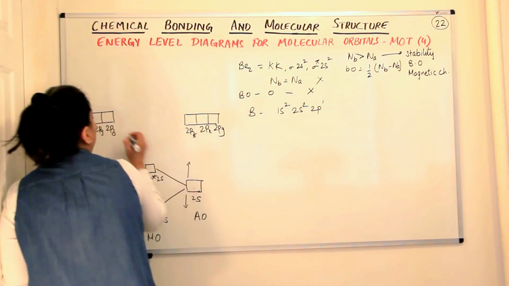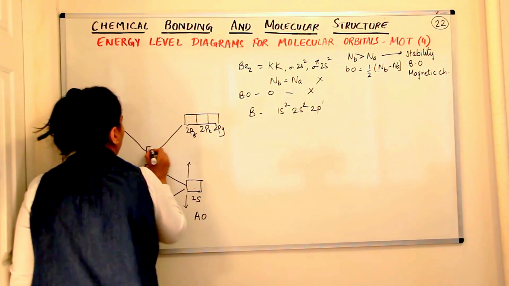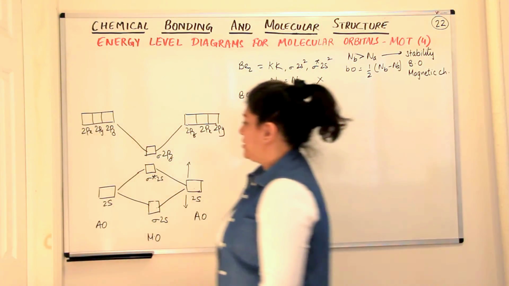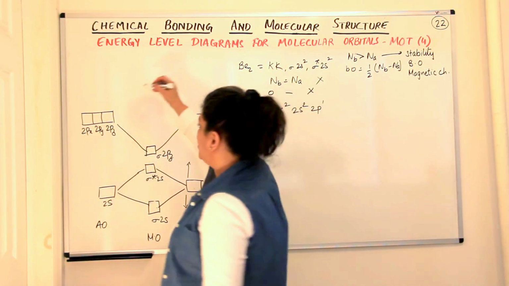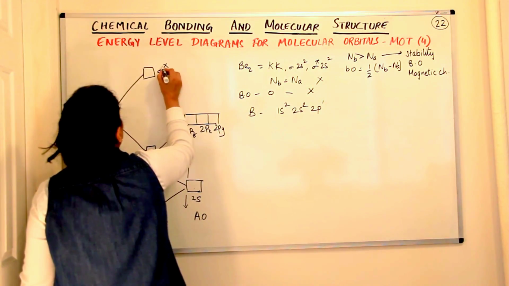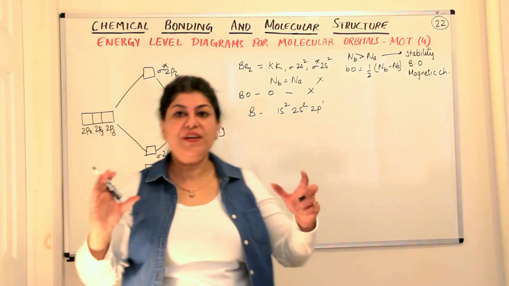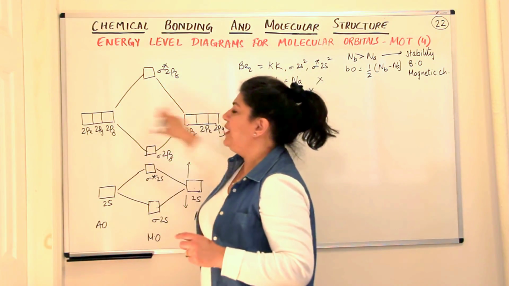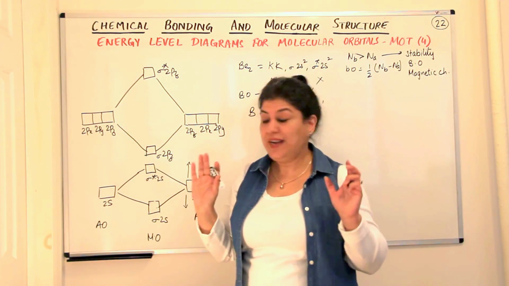We say that 2pz and 2pz should form a sigma bond. So they will form a sigma 2pz bonding orbital, right? And whatever is the decrease in energy, it should be equal to the increase in energy for sigma star 2pz. This makes sense? Whatever energy decreased, it should be equal because the sum of these two should be equal to the energies of the sum of the two atomic orbitals, right?